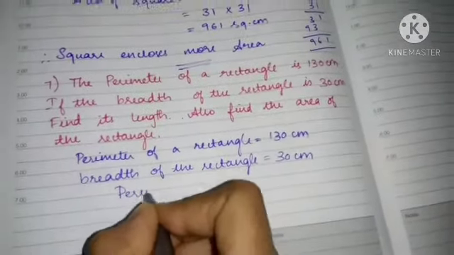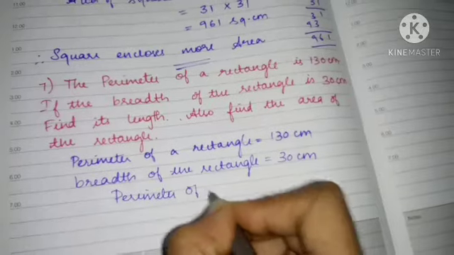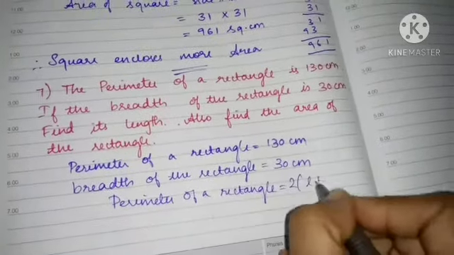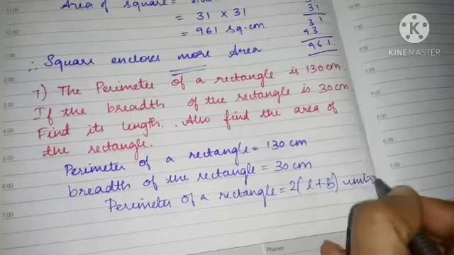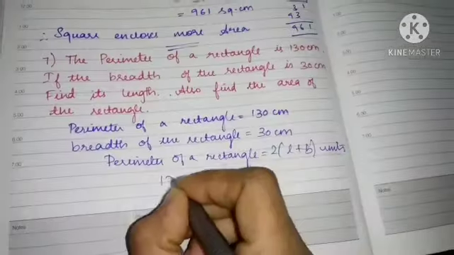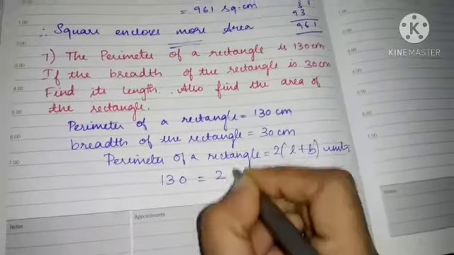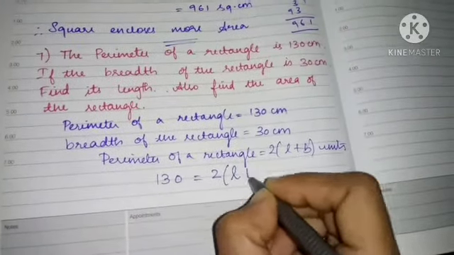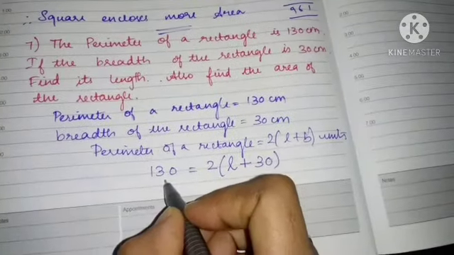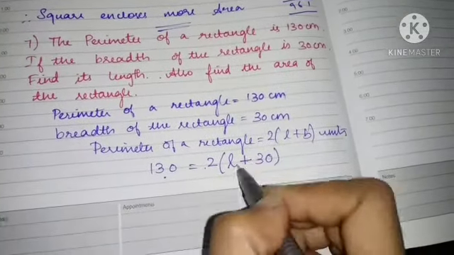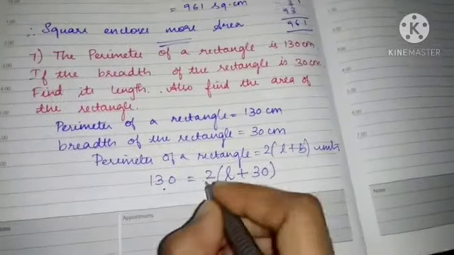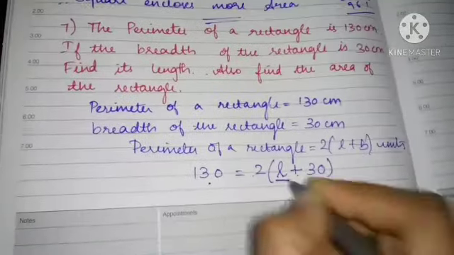What is the perimeter formula? Perimeter of a rectangle formula is what? 2 into L plus B units, right? 2 into L plus B units. You know the perimeter value as 130, which is equal to 2 into L, which you don't know, so I am putting it as L. Breadth is 30. So 130 is equal to 2 into L plus 30. So now I have to find this L alone.